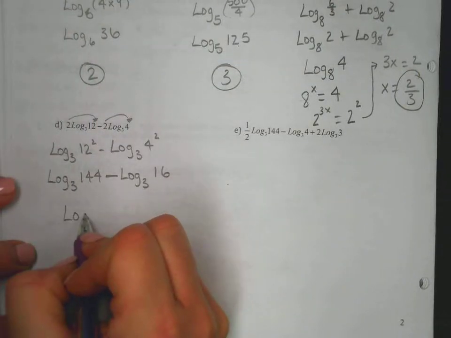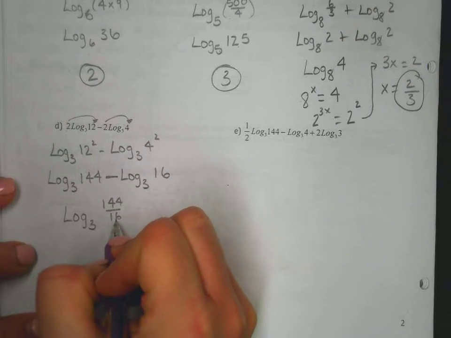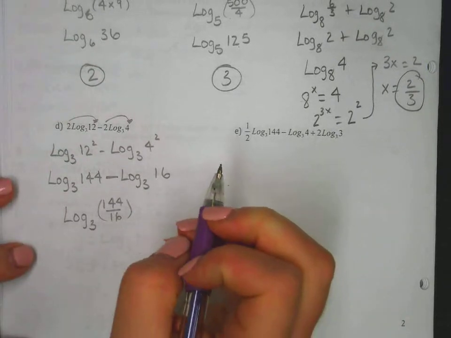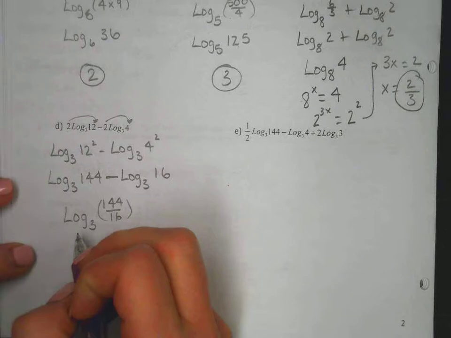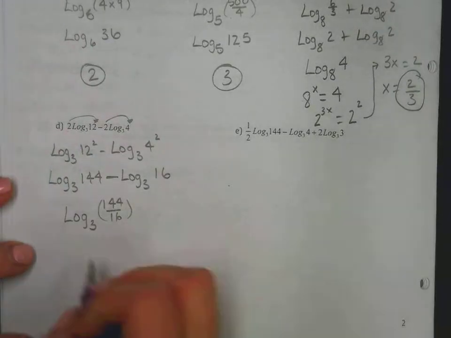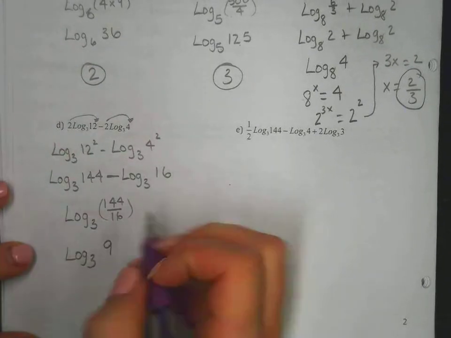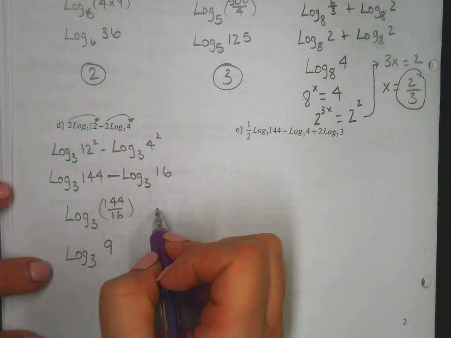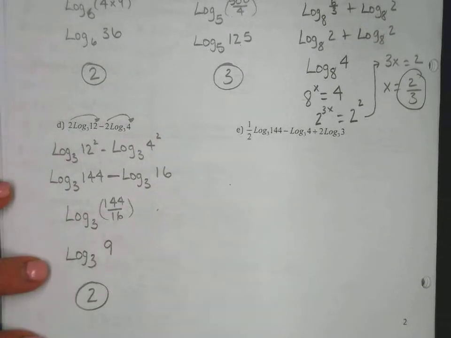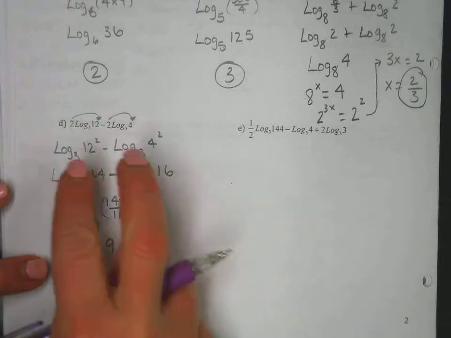So now I'm going to rewrite this as log base 3 of 144 divided by 16, which gives us a value of 9. Okay, and then I can say, well, 3 to what power equates to 9? Your answer is 2, so it equates to 2. Okay, so there are lots of different ways of doing this type of question.